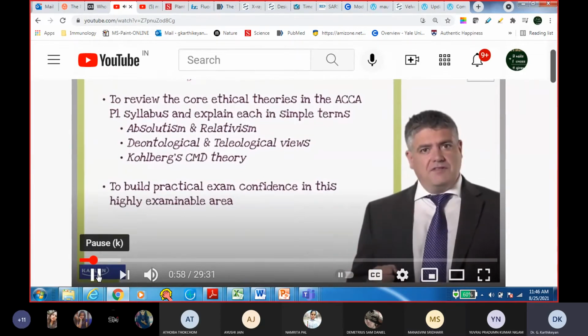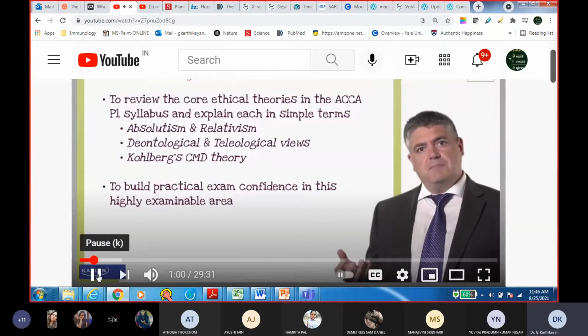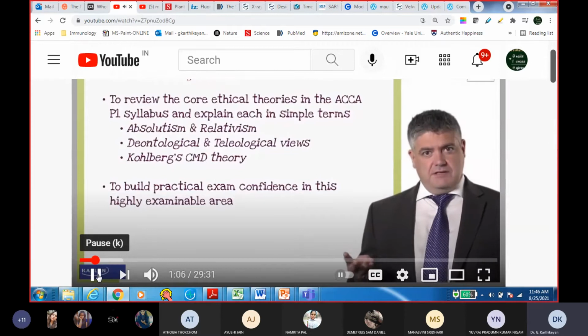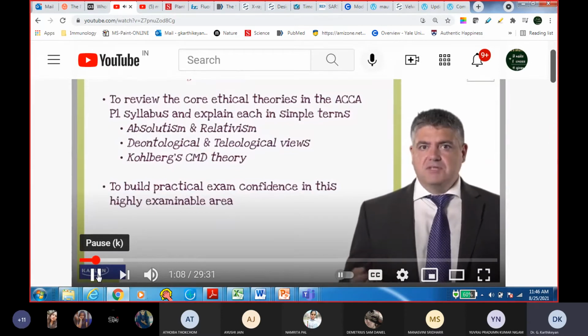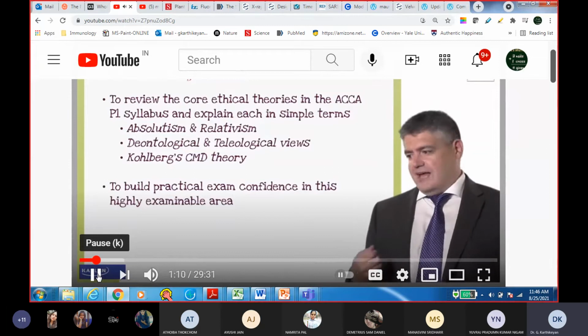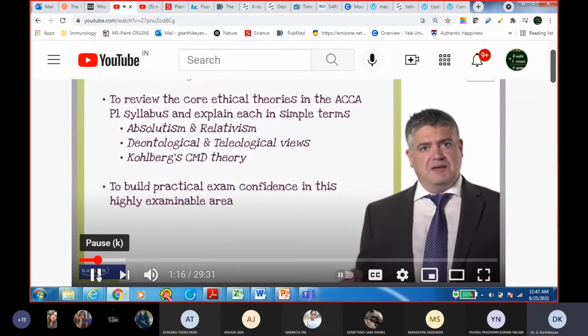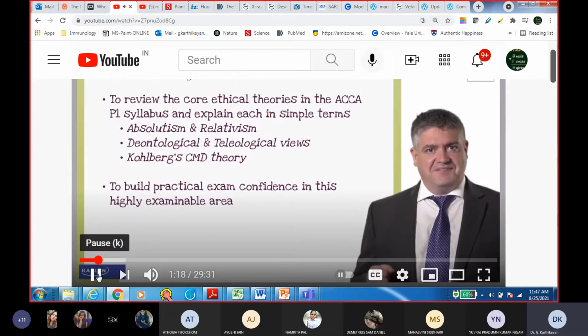I'm going to review the core ethical theories in the ACCA P1 syllabus, and try and explain them in simple terms. There are three that we're going to cover today: absolutism and relativism. We're going to extend that and think about deontological and teleological views. And we'll also think about Kohlberg's CMD theory, which is my favorite.